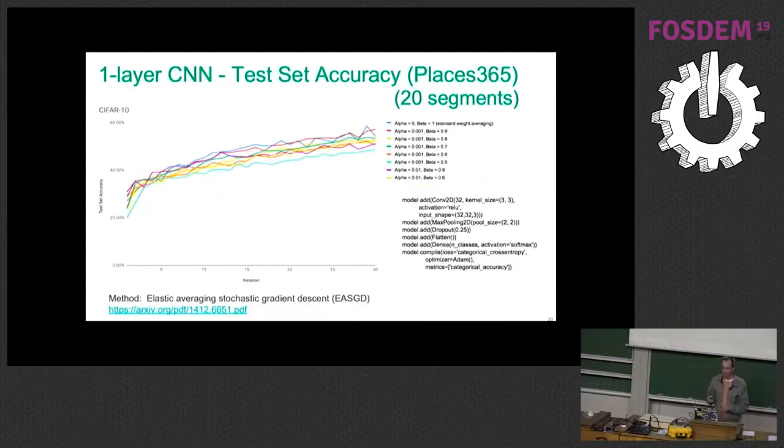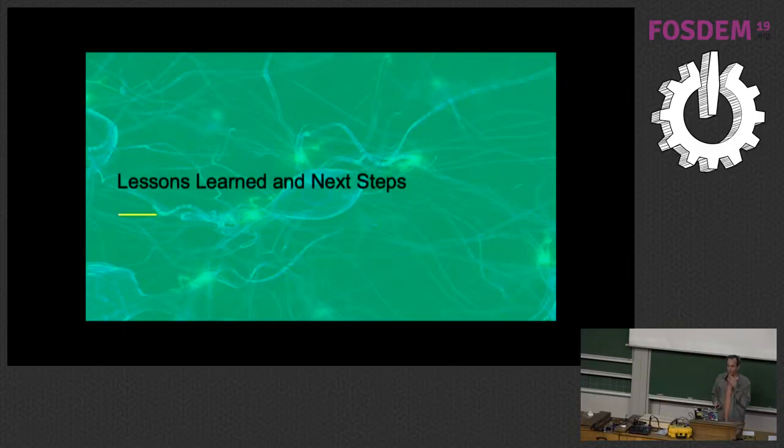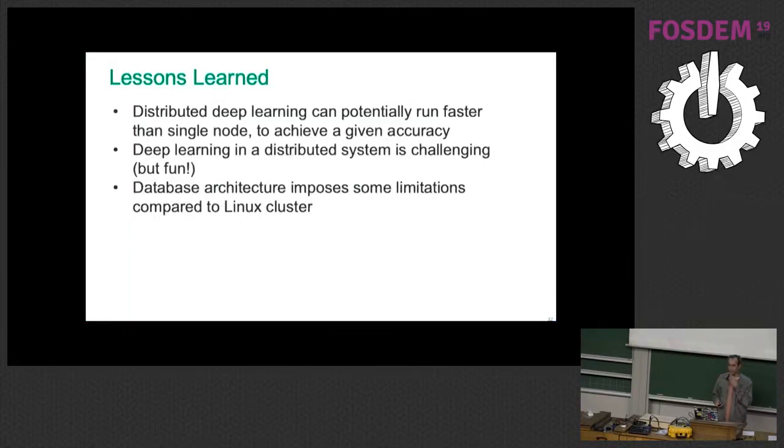So I'm going to skip this one because I do want to talk about lessons learned, both on the modeling and on infrastructure. Lessons learned on the modeling. I would say yes, distributed deep learning can potentially run faster than a single node. So for a given accuracy, you can get benefits from distributing that computation. In our experience, we found it to be pretty challenging to do this. It was really interesting work, but anybody who's worked on distributed systems knows that things don't seem to come easily.